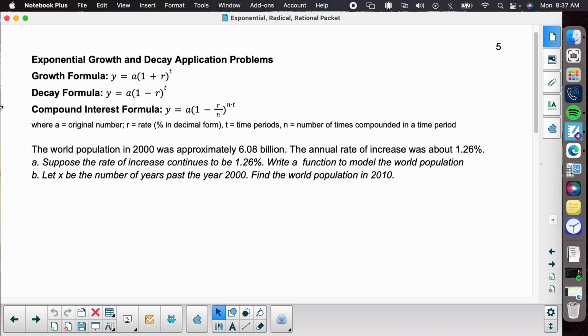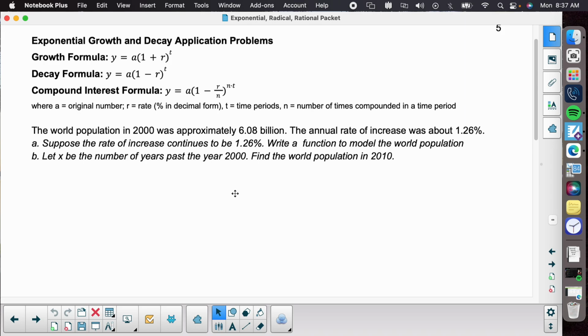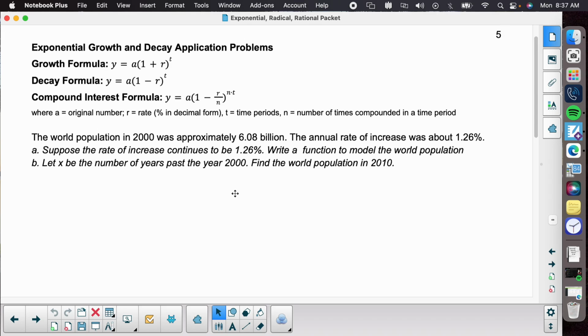Either way, let's try some of the problems together. Okay, so it says the world population in the year 2000 was about 6.08 billion. The annual rate of increase was about 1.26%. A, suppose the rate of increase continues to be 1.26%. Write a function to model the world population. The word function just means write an equation. Okay, so the equation up here for growth is what we're going to use. And then B says let x be the number of years past 2000, find the world population in 2010. So it's kind of like two questions, but it's all one question.